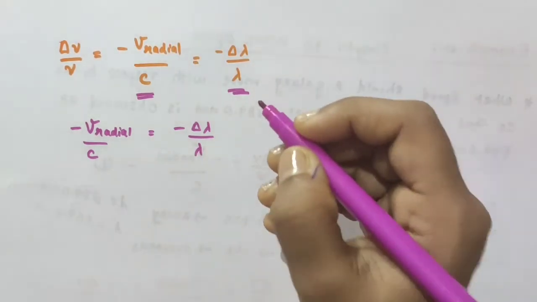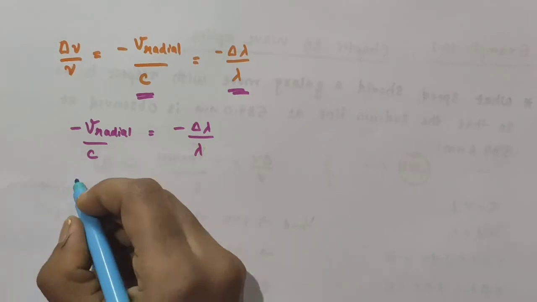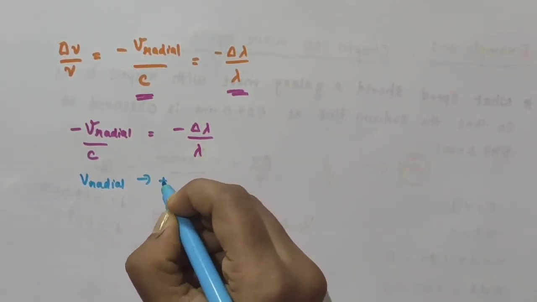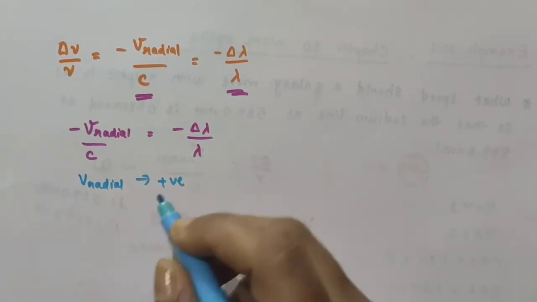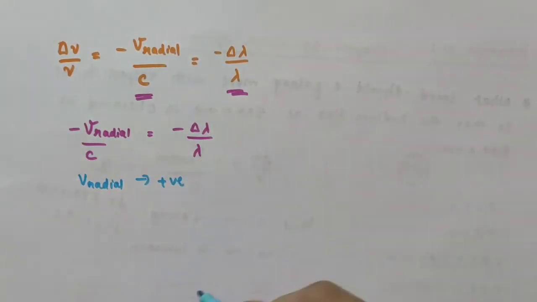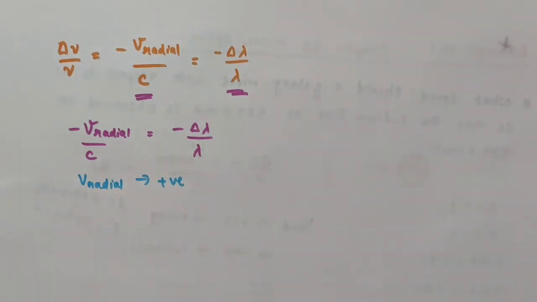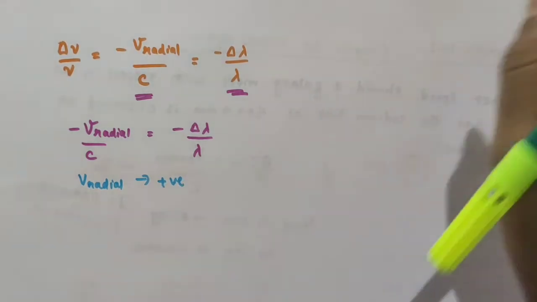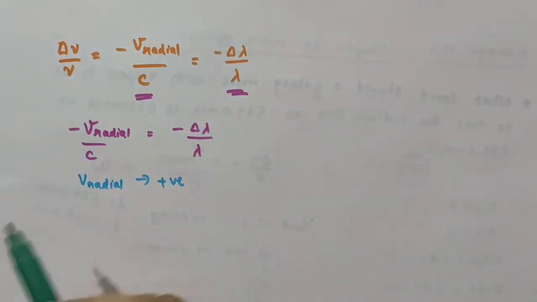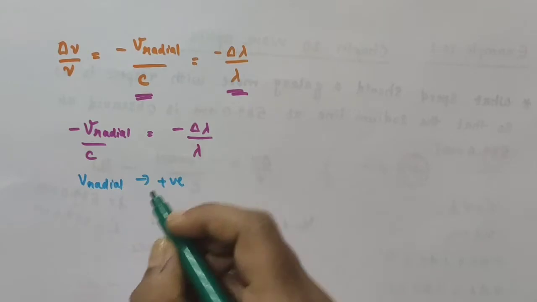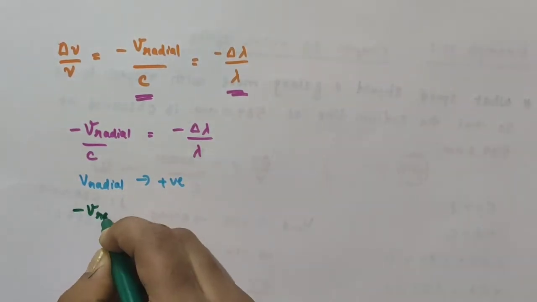It is said that the galaxy is moving away from us. Since the galaxy is moving away from us, this V radial can be taken as positive. This we have discussed while we discussed the Doppler effect. So here V radial is taken as positive. So that positive into this negative becomes what? Negative, no? So this expression becomes minus V radial itself.